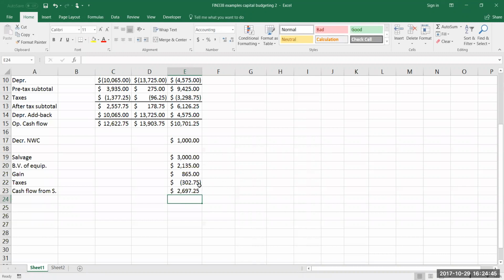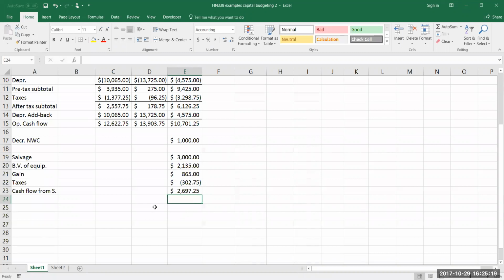Okay. So there's more than one way that you can construct the signs associated with this example. Just make sure that the end result you get actually does make sense. If I have a positive salvage figure and I have a gain on the sale and I'm owing money to Uncle Sam, then my cash flow from the sale should be a little bit less than my salvage value. If I had a scenario in which I lost money on the sale, then I could have a positive tax impact, meaning that my cash flow from sale could wind up being larger than the salvage value.